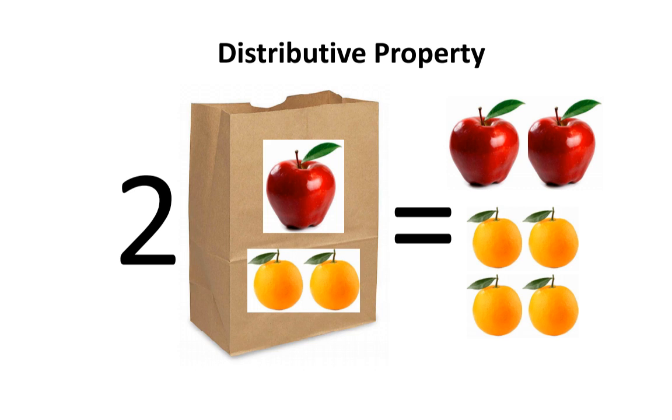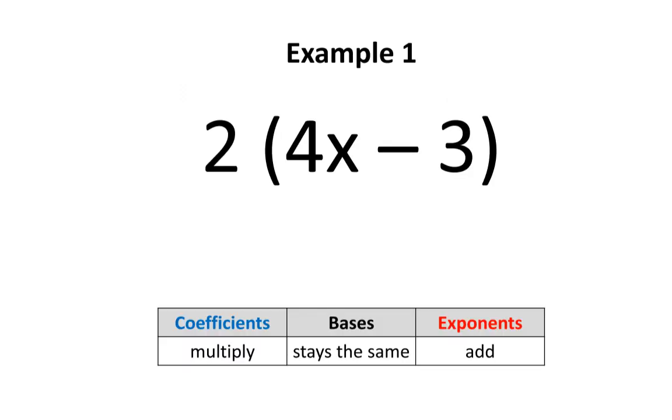I want you to think of the distributive property like this grocery bag analogy. I want you to think of everything inside our brackets like our grocery bag. We have two grocery bags, which means you need to multiply everything by 2. I'm going to start by multiplying 2 and 4x.